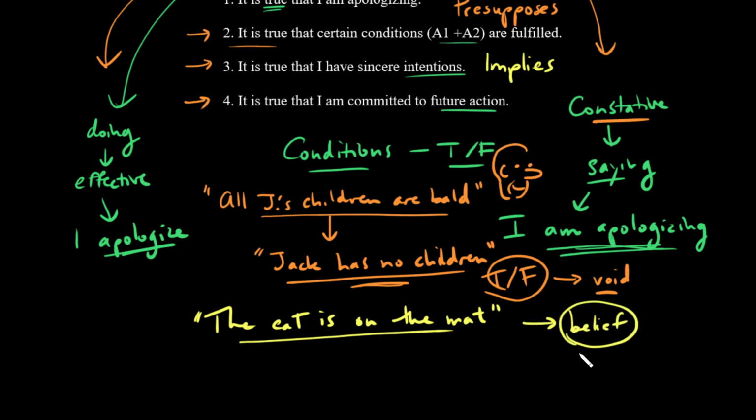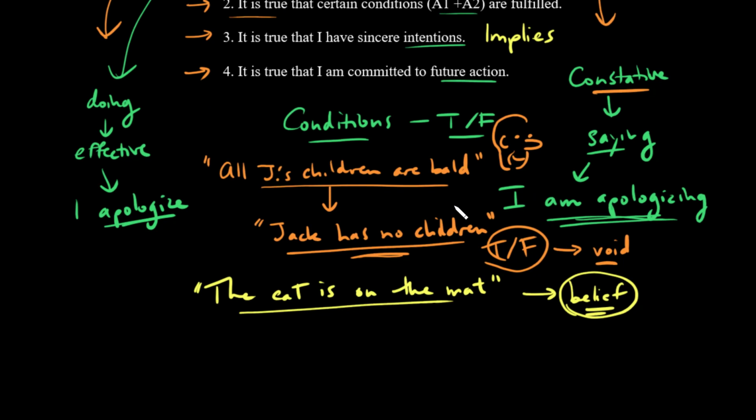So belief, we have seen, is an aspect of performative statements. I believe that I'm going to do something, or if I say, for instance, I promise, right, then I should believe that I'm going to keep my promise. Well, belief seems to be also part of constative statements, so that's very interesting as well. And then the last one here, it is true that I am committed to future action.